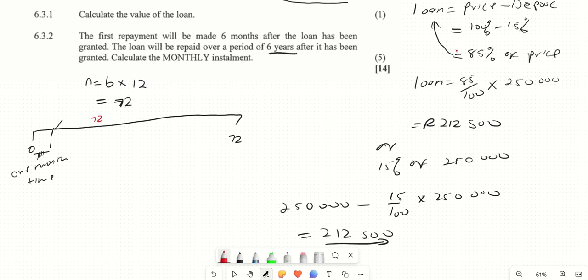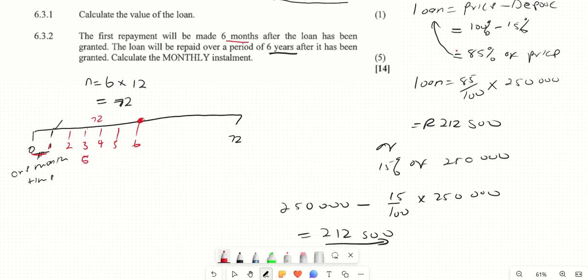Now they said the first payment will be 6 months after the loan was granted. So this is 1, 2, 3, 4, 5, 6. So the loan will start to be paid here, after 6 months. Out of that 6 that the loan jumped, we know that there is 1 month's time. So this person missed 5 installments, not 6.